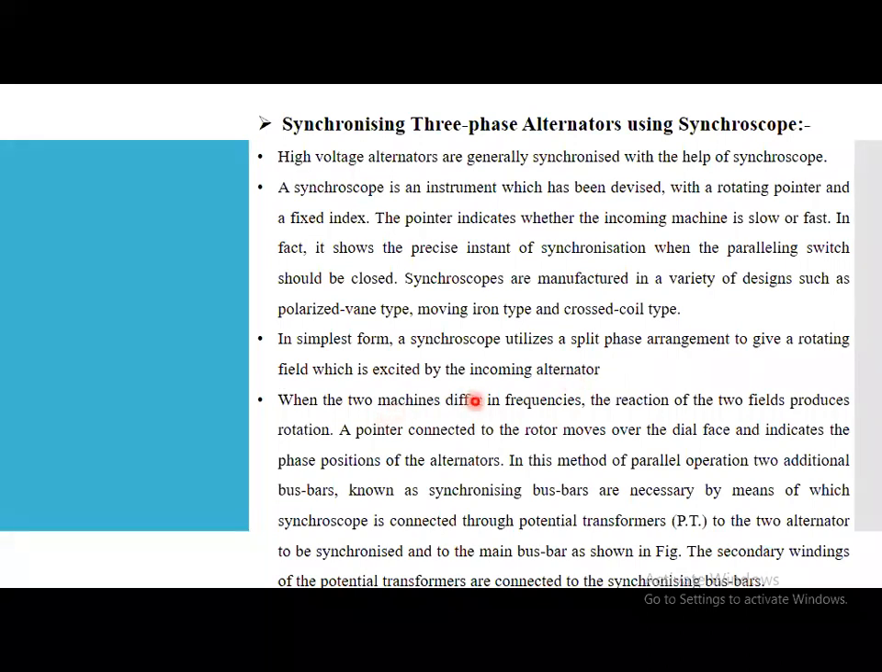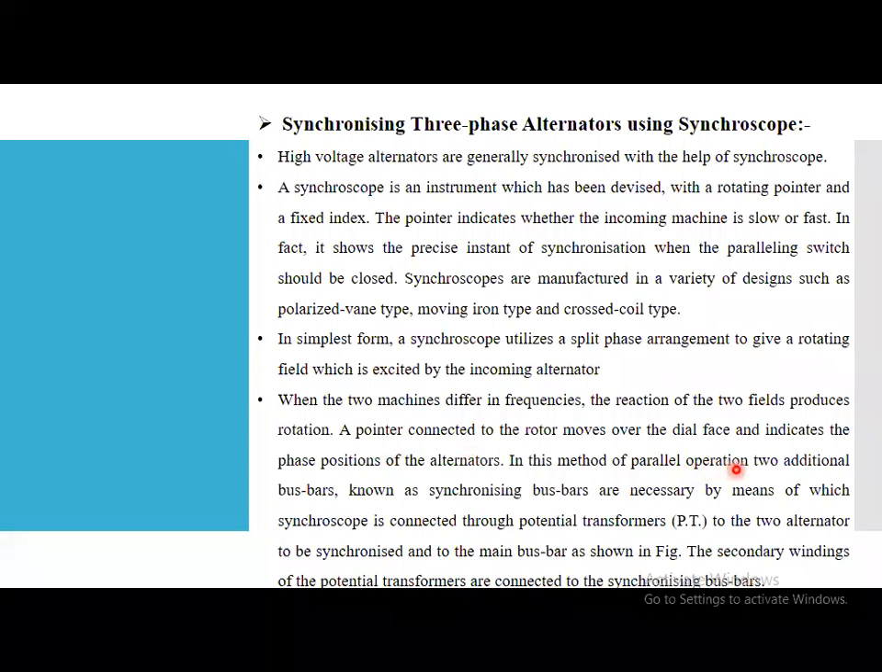Now when the two machines are different in frequency, which we already saw, again two possibilities are there: either the frequency of my alternator is higher than the bus bar, or lower than the bus bar. Then we use the reaction of the two fields to produce rotation. The magnetic field is there, and due to the two reactions, rotation is produced, again either clockwise or anti-clockwise. So a pointer connected to the rotor moves over the dial and indicates the phase position of the alternator.